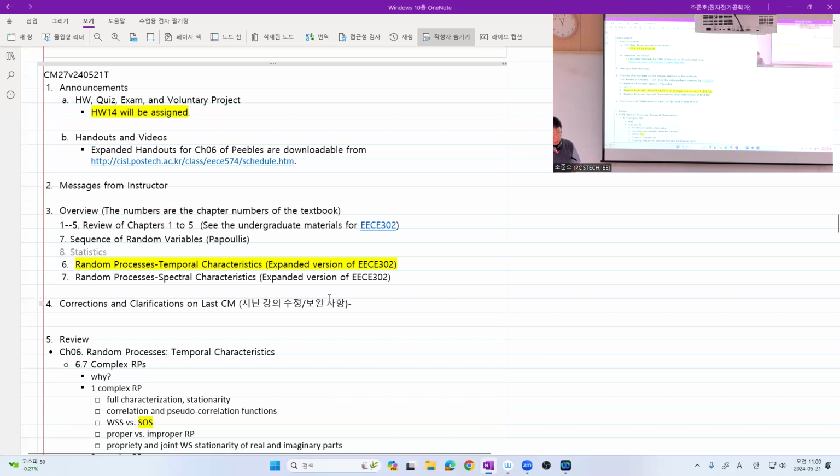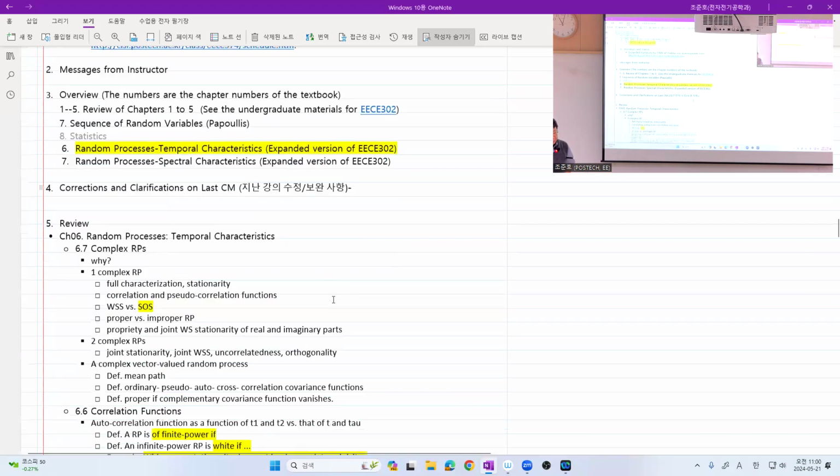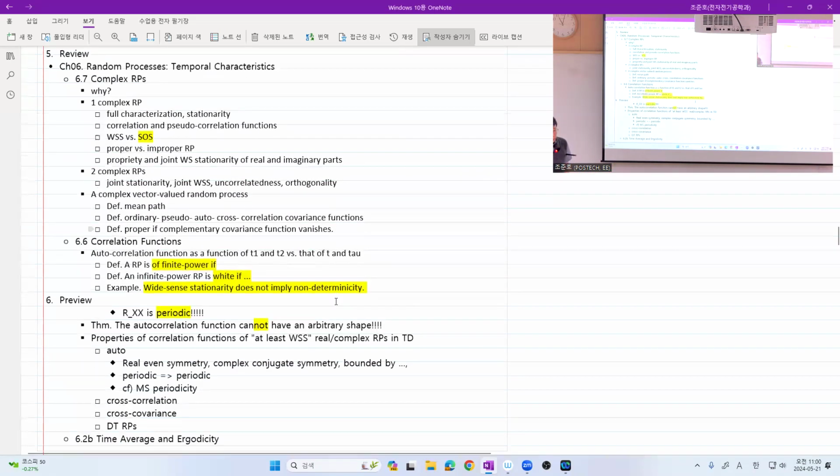Here goes the overview. We are covering the temporal characteristics of random processes part. So most of our interest is in the correlation functions, and we are going to study that today. Let's review what we learned last time.